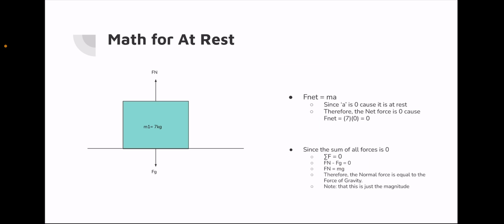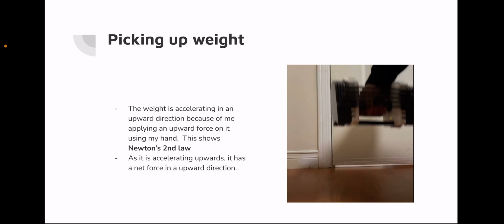For Newton's third law, since the net force is 0, this means the sum of all forces is 0. This means that the normal force minus the force of gravity is 0, making the normal force equal to the force of gravity. So for picking up the weight, it is accelerating in an upward direction because of the force I'm applying using my arm. This shows Newton's second law.